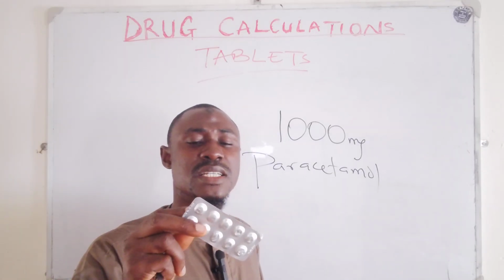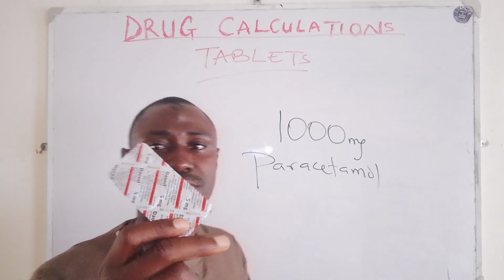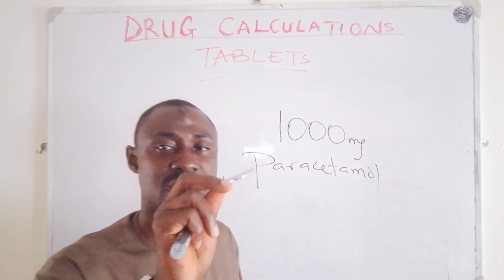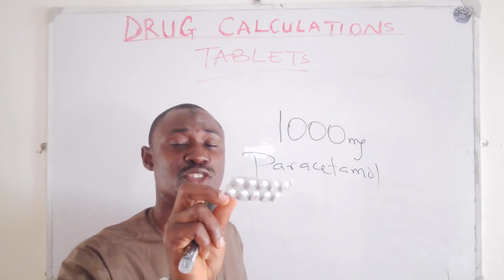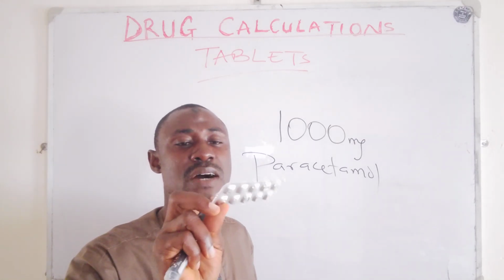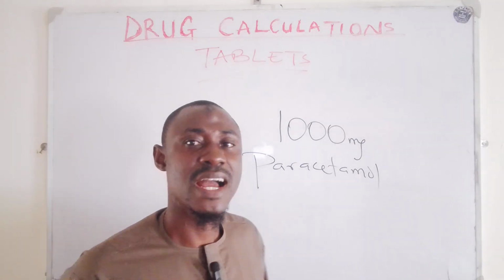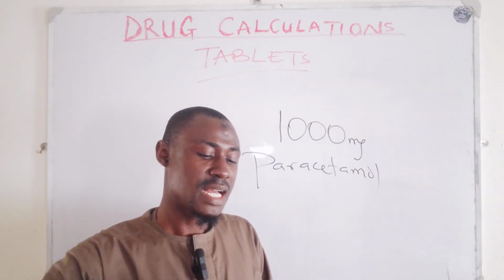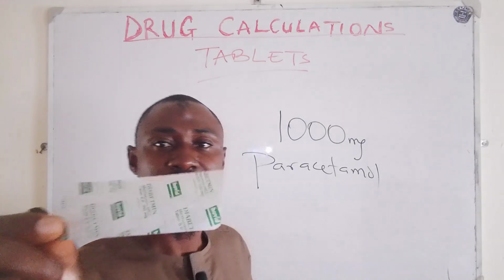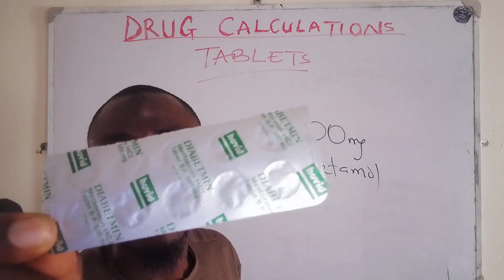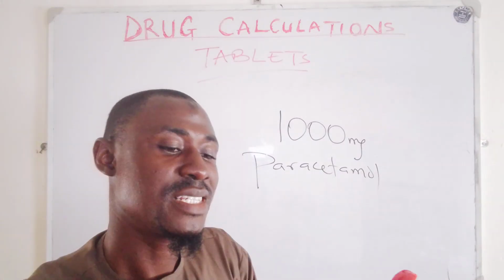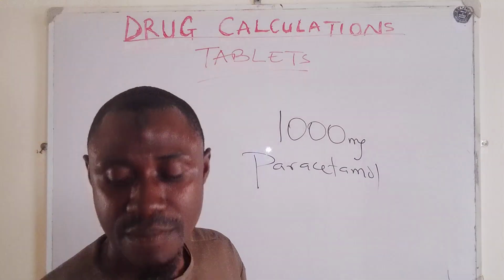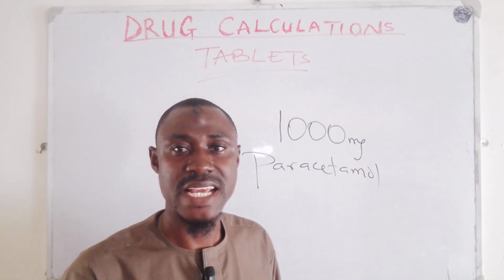Like in the case of this one, this is glibenclamide. You can see 5 milligram is written. That is to say, each tablet of this glibenclamide, or Daonil as the trade name, is 5 milligram. Now, if you look at another one, let's say this is metformin, you can see 500 milligram written. So that means each tablet of this metformin is 500 milligram.